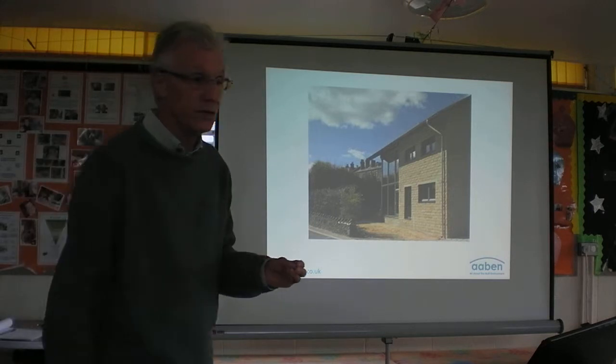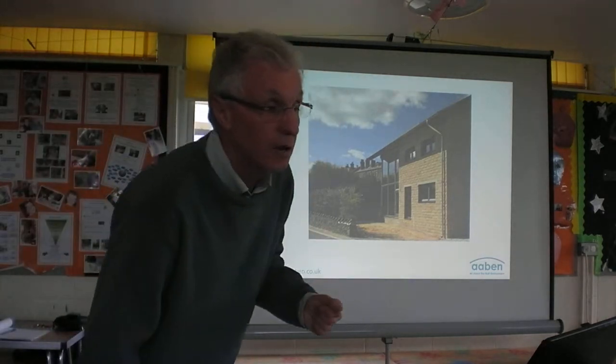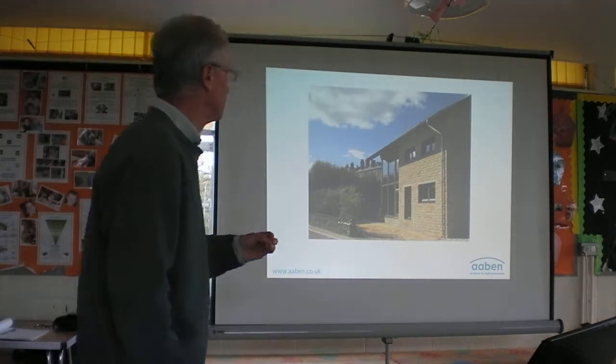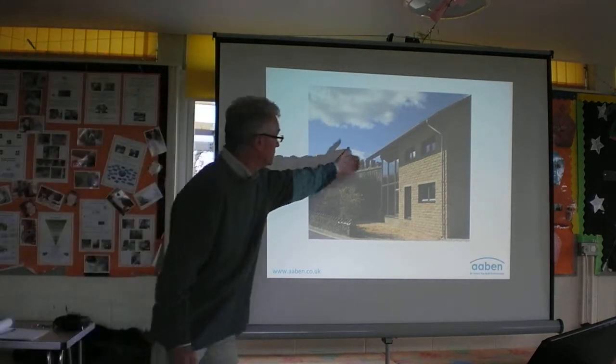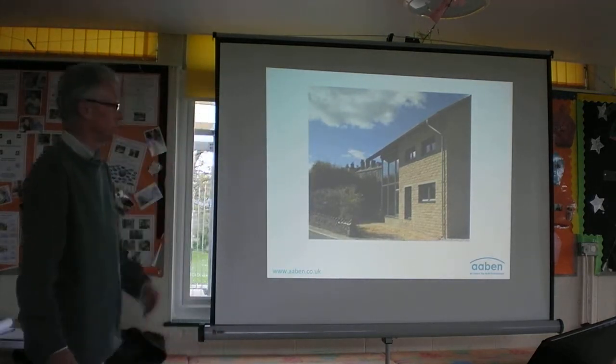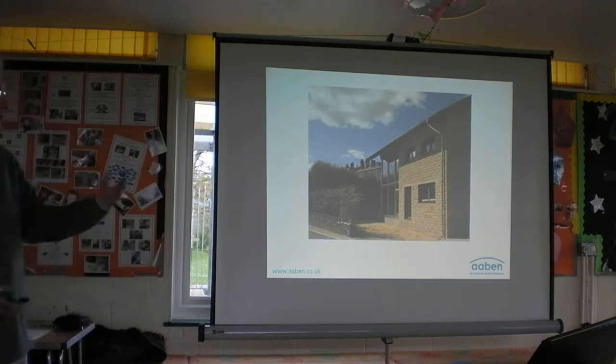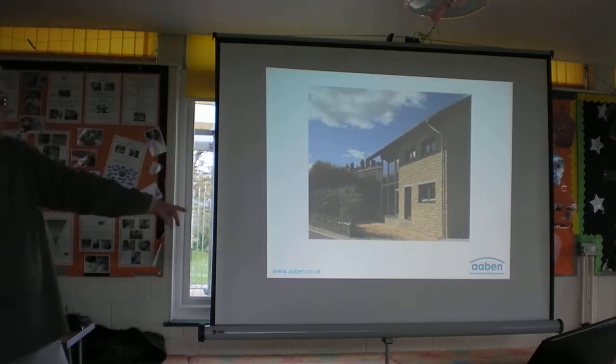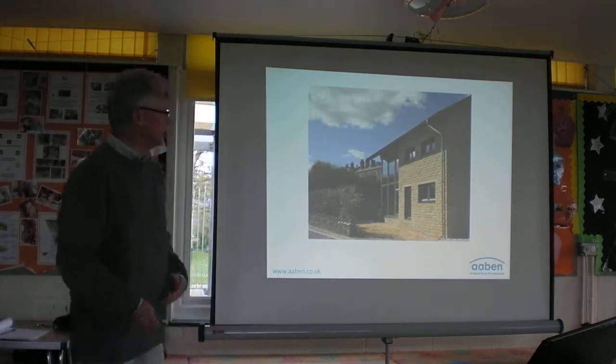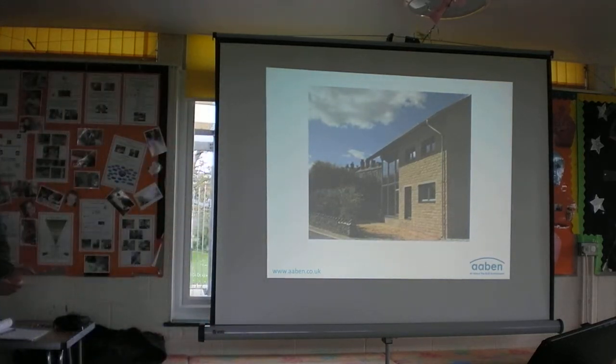So you can build with what you like. This has a sun space which gets quite a lot of winter solar gain. What you're looking for is winter solar gain when the sun is low to help heat your house, but shading, you know, the big overhangs, to keep it out in the summer to prevent overheating.